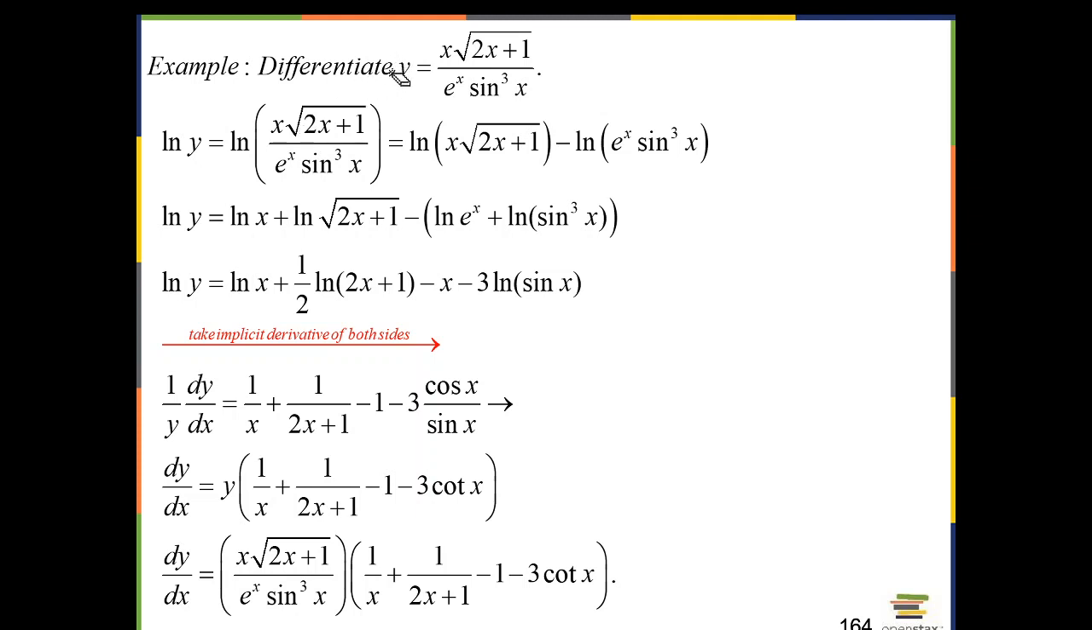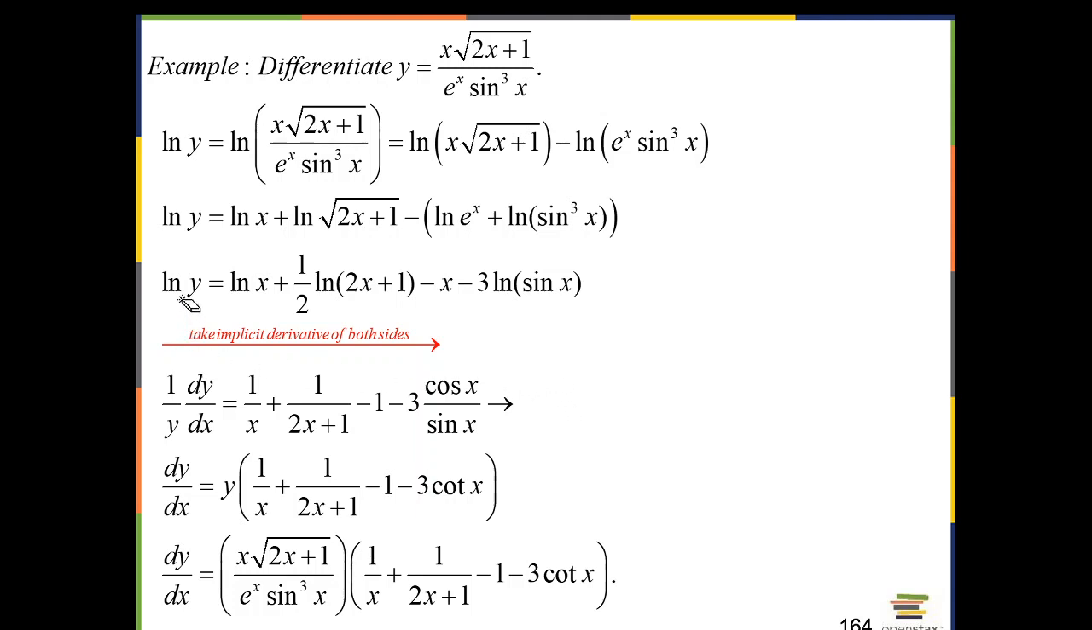We take the ln of both sides, right? And then ln of something over something is ln of something minus ln of something, properties of ln. And ln of something times something is ln of something plus ln of something. And minus ln of something times something is minus ln of something minus ln of something, and then we distribute this minus. So that is what we are going to take the derivative of, instead of that. That process is called logarithmic differentiation.